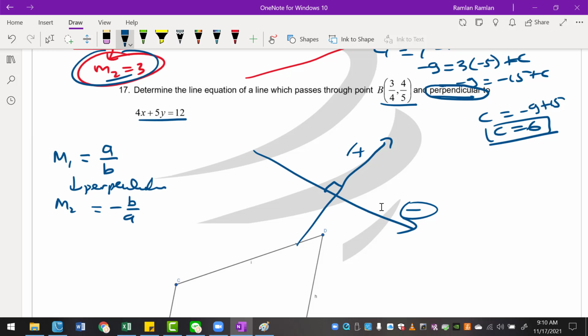So this is going to be positive, because you can see this is uphill. That's why one is negative and one is positive.